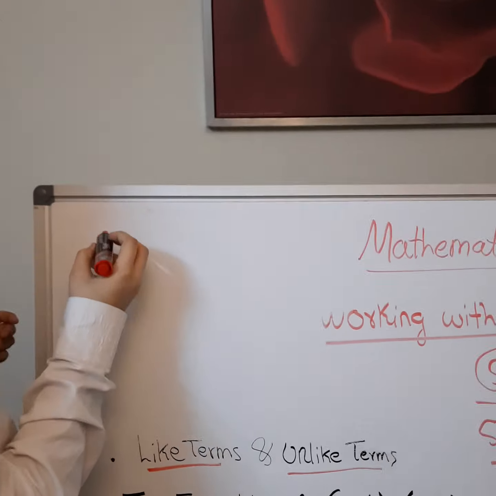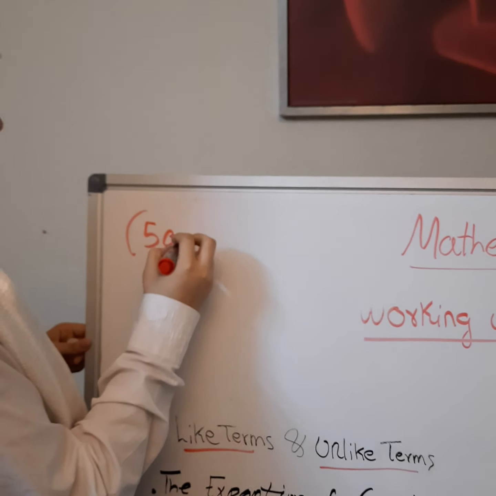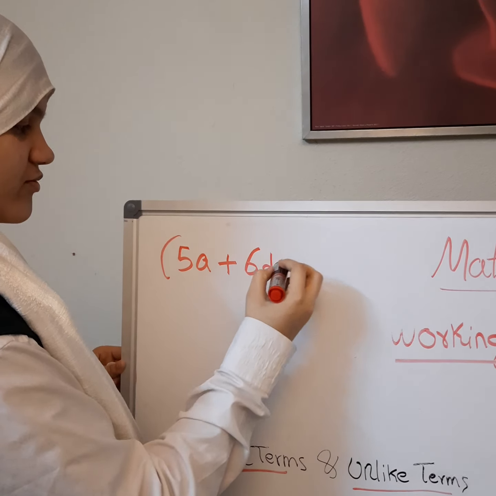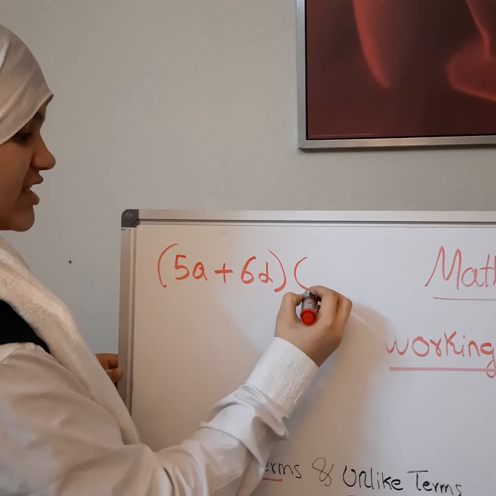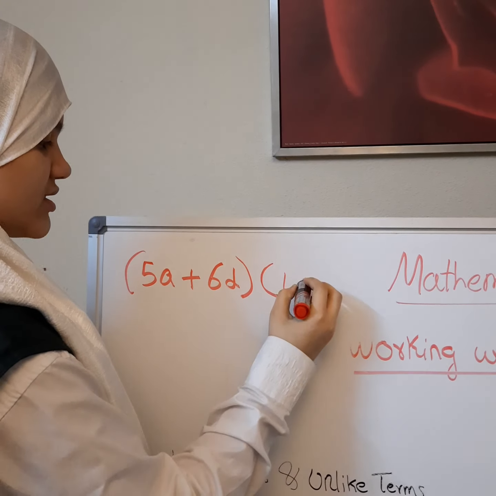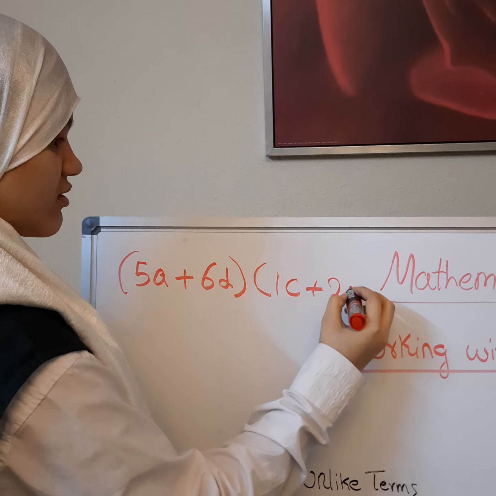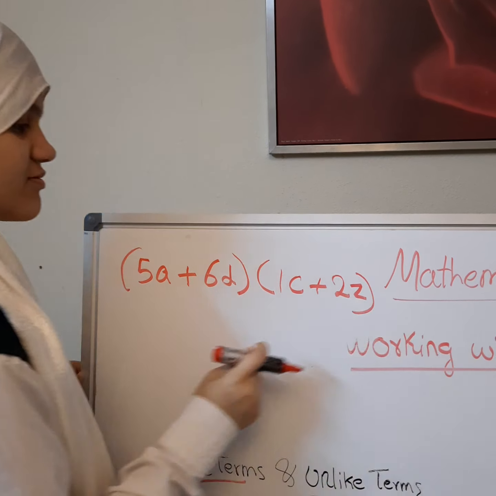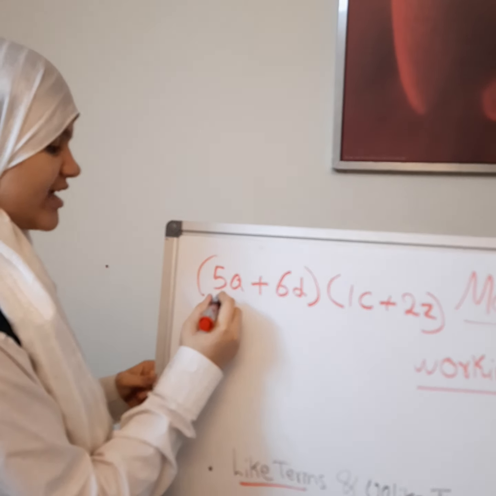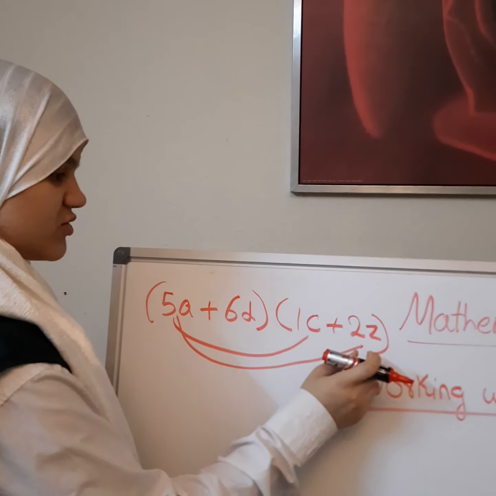It will be, for example, (5A + 6D)(1C + 2Z). Okay? Now we will make 5A times 1C, 5A times 2Z.